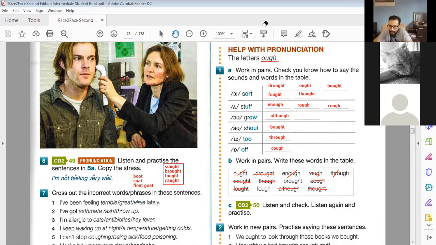Okay, let's just write on top of it because every time I use the eraser, it erases all the answers. So let's change this. What do you want with enough and rough? What do you want? Cough with off. Yeah. And tough with stuff. Okay, so you want tough here. All right. Yeah. So we only have one word left.